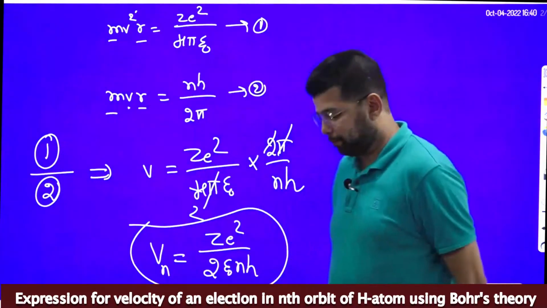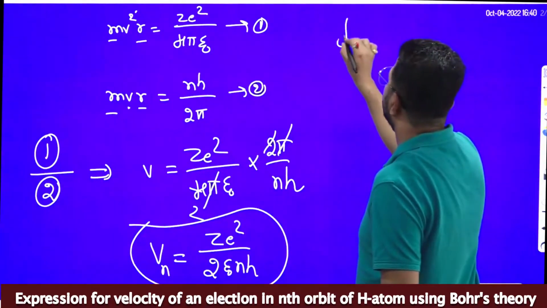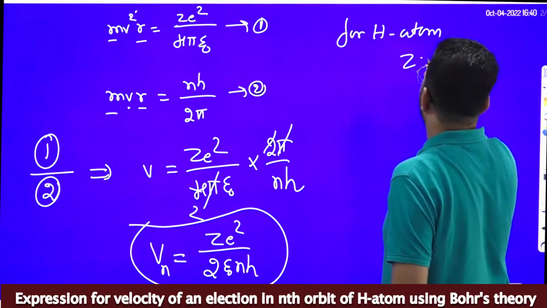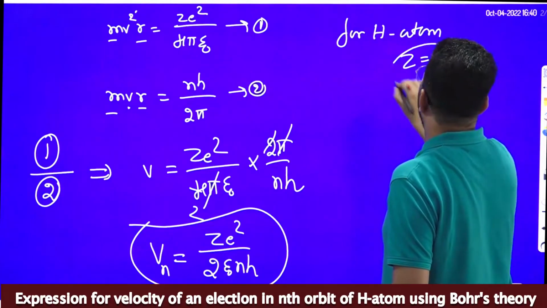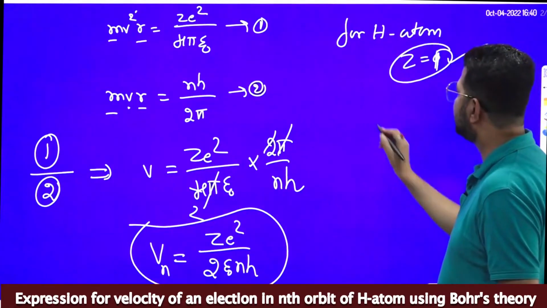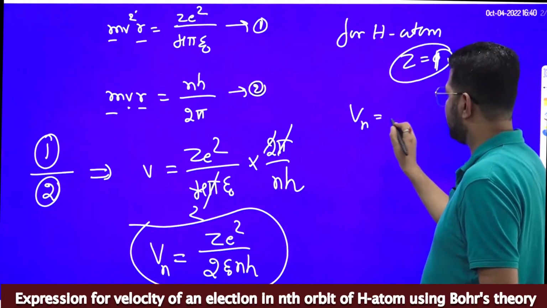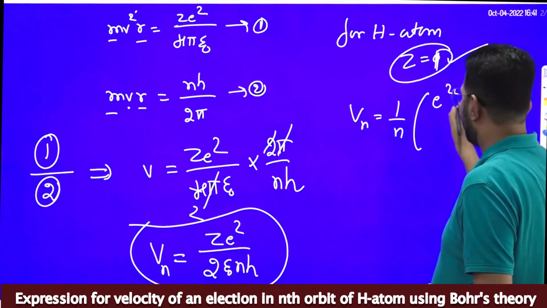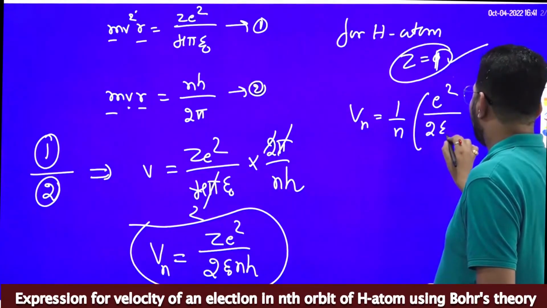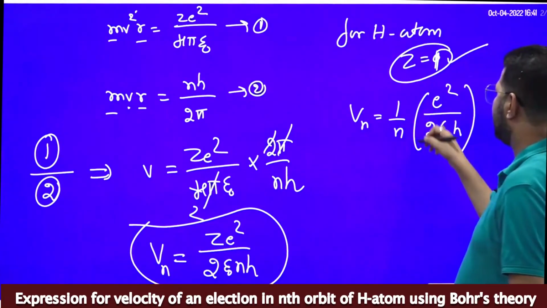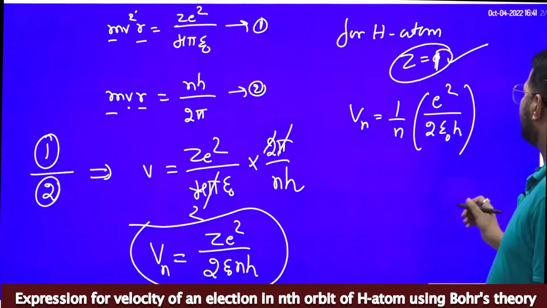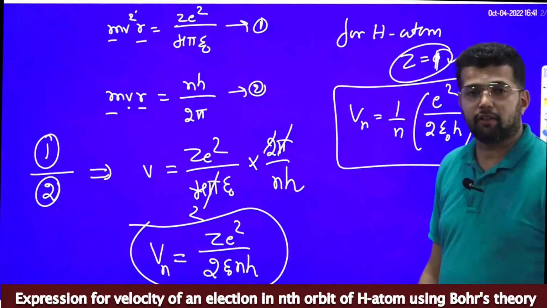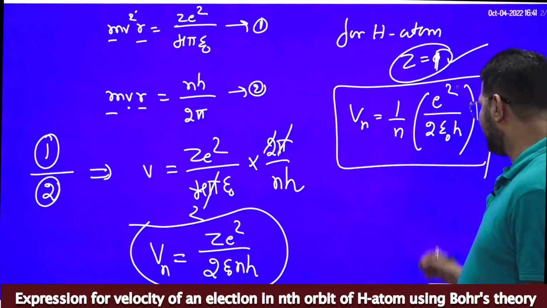Now, for hydrogen atom, we know that Z is equal to 1. Then velocity in the nth orbit is equal to 1 by n into e square divided by 2 epsilon naught h. So, this is the expression for velocity of the electron in the nth orbit of hydrogen atom.